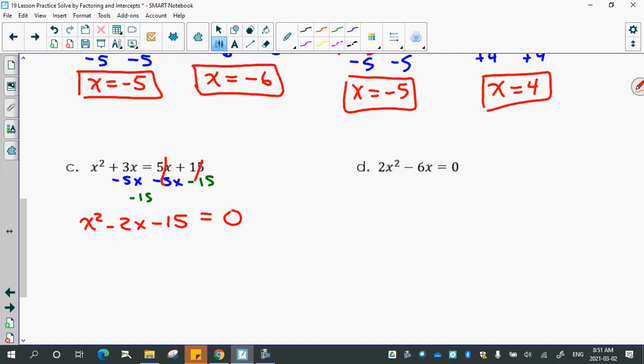Is there a common factor amongst all the terms? No. Count them. There's 3. What type of trinomial is it? Simple. Okay, so I'll give you time to finish that one. We already have. Want the 2 numbers that multiply to -15 and add to -2. Here's the negative part.